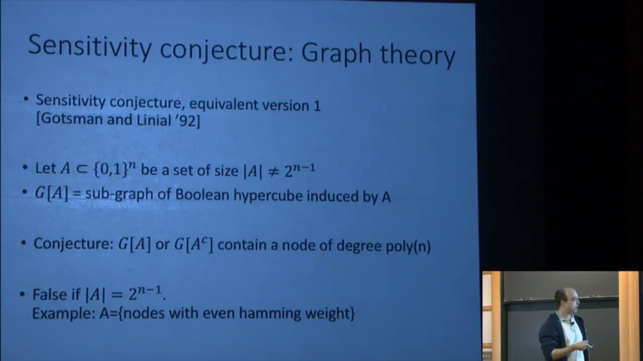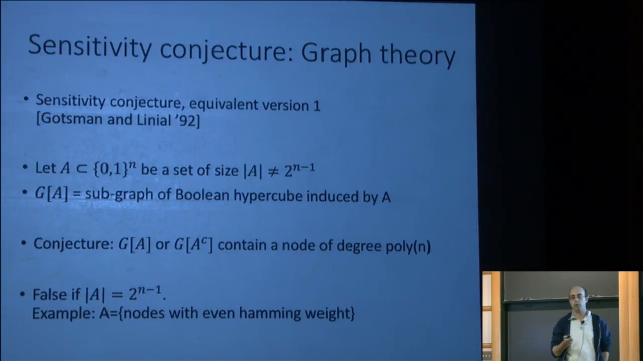Also, another interesting conjecture in this context is, if A, let's say, is larger than half, then it makes sense that the node of high degree should be in the larger one of the two, either A or A complement. But we don't know if it's equivalent. It's a slightly stronger conjecture, probably also true, but not entirely equivalent.